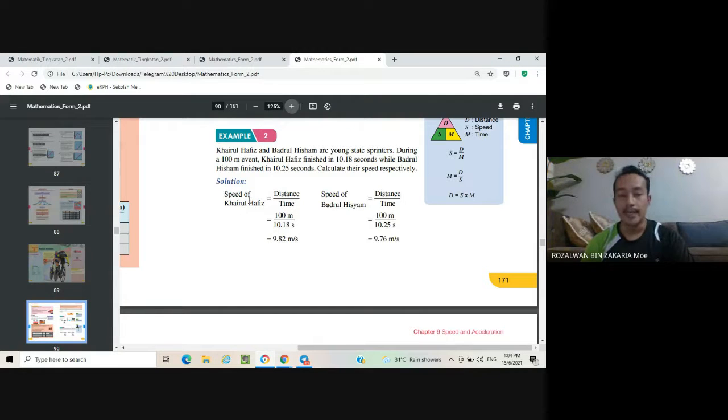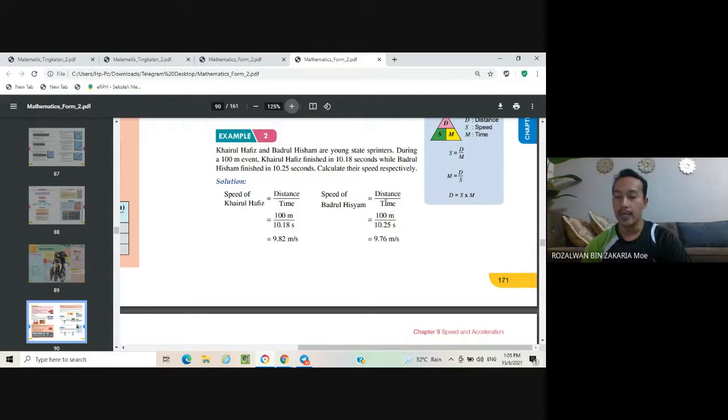Speed of Khairul Hafiz: you have to look in the question. The distance is the same for both sprinters, 100 meters. So 100 meters divided by the time taken for Khairul Hafiz, 10.18 seconds. Then you will get the answer equal to 9.82 meters per second.